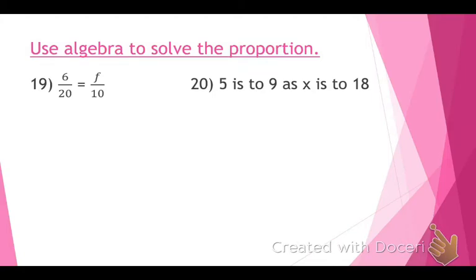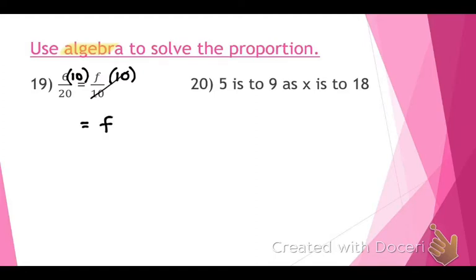This one now says to use algebra to solve the proportion. Do you guys remember what you have to do for algebra? You have to get the variable by itself. What is not allowing this variable to be alone? Divide by 10. What's the opposite of divide by 10? Multiply by 10. If I do it to one side, I've got to be fair and do it to the other, okay? So this right here cancels out. On the right side, I'm left with F.